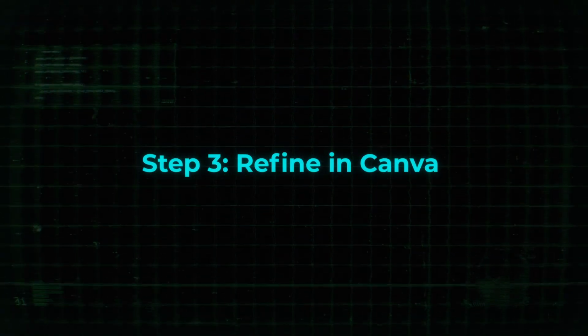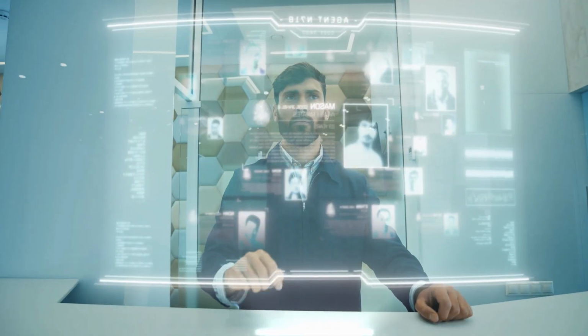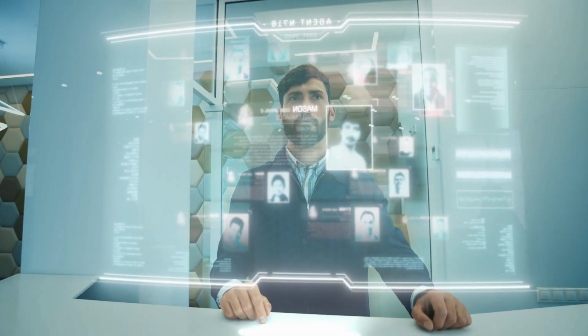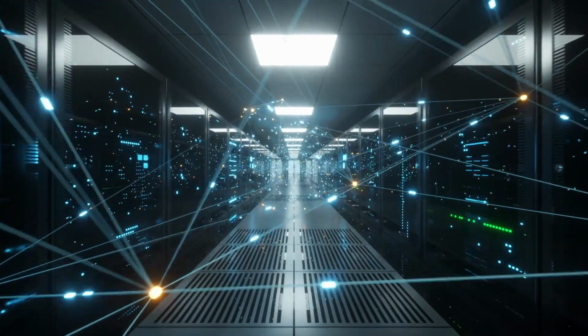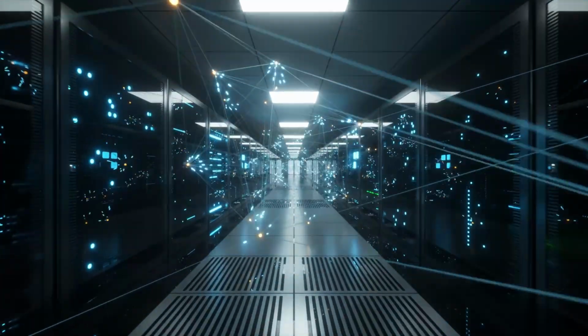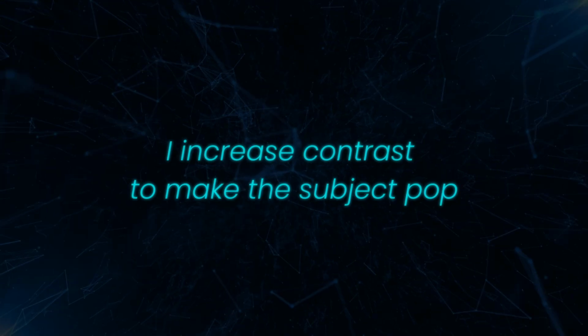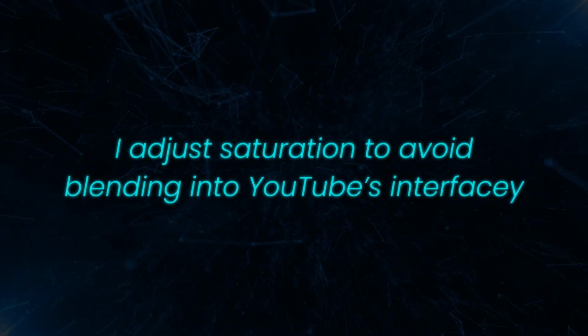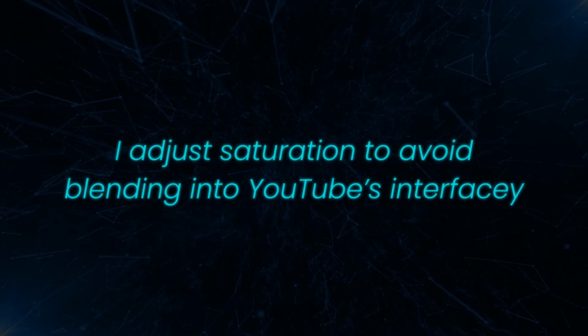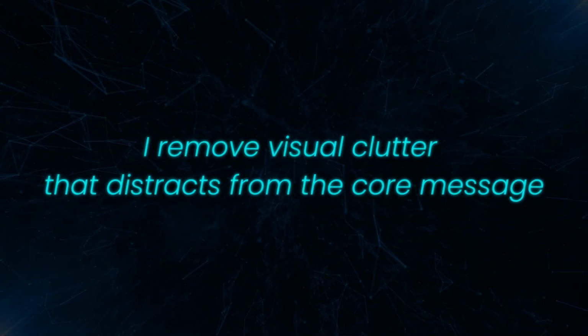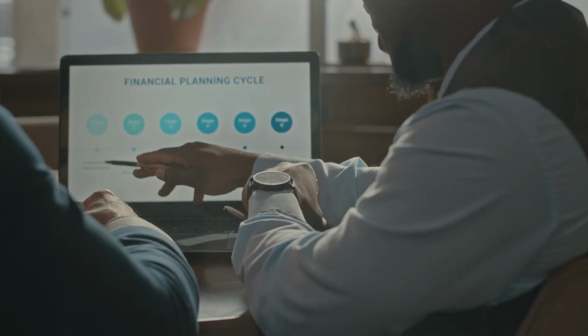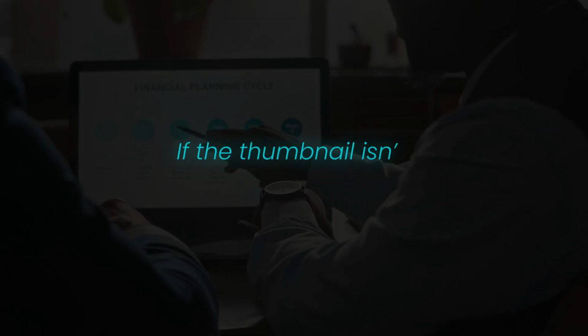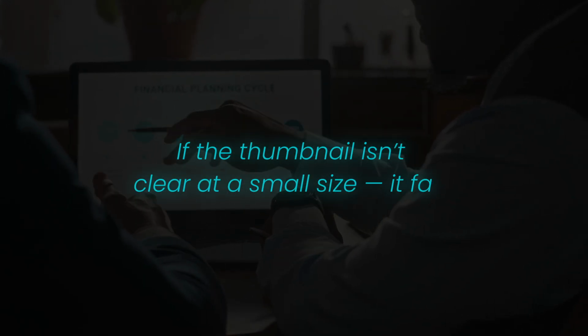Step 3. Refine in Canva. After selecting the strongest concept, I refine it inside Canva. And this is important. Canva is not just a beginner design tool anymore, it's an execution layer. Here's what I adjust. I increase contrast to make the subject pop. I simplify text so it's readable instantly. I adjust saturation to avoid blending into YouTube's interface. I remove visual clutter that distracts from the core message. And here's my personal rule. If the thumbnail isn't clear at a small size, it fails.